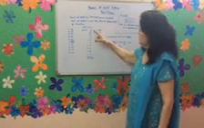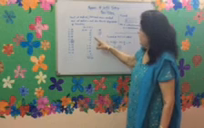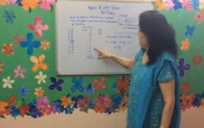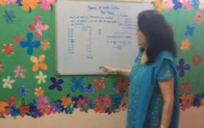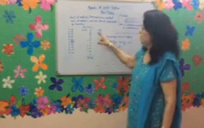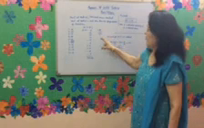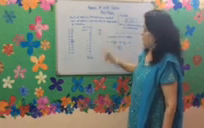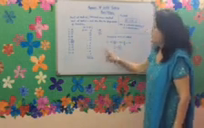The plus numbers are 15, 20, 25, 10, 5, 10, which comes to 85. And the minus numbers are minus 10, minus 20, minus 5, which comes to minus 35. And the answer we get is 50. So our sigma D is 50.